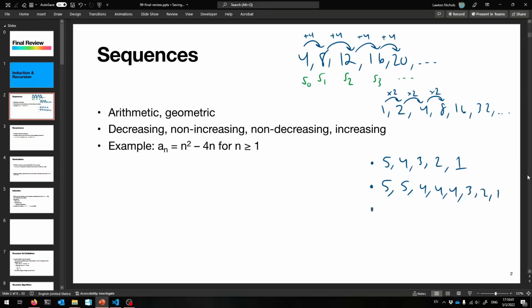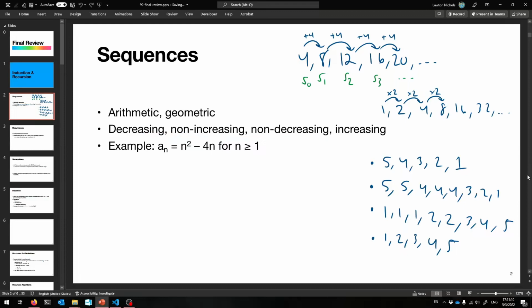Here is an example of a non-decreasing sequence. So it can stay at, like, 1, 1, 1, 2, 2, 3, 4, 5. It's getting bigger or staying the same. So it's definitely not decreasing, but it's not strictly increasing either. Okay, see the difference there? And then finally, increasing is the opposite of decreasing. It's always getting bigger each time. It's never staying the same. Okay, so those are some finite sequences that can be classified in those 4 ways.